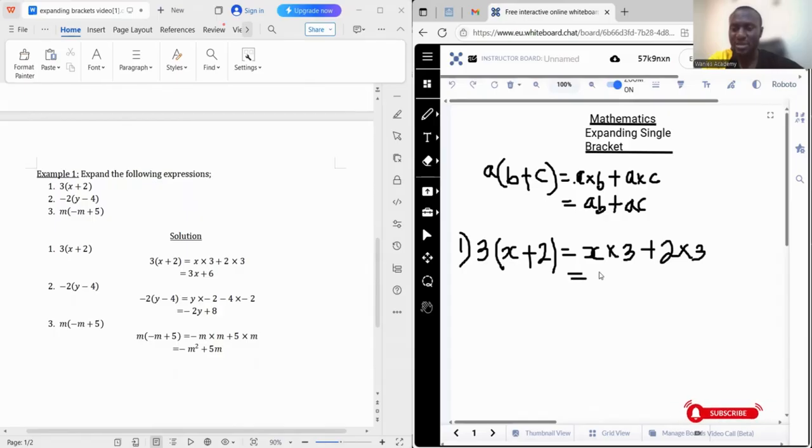X times 3 is as good as 3x, plus 2 times 3 is 6. At this stage, we can no longer simplify further because 3x and 6 are not like terms. Therefore, the expansion of 3 into bracket x plus 2 is 3x plus 6. Next is number 2.